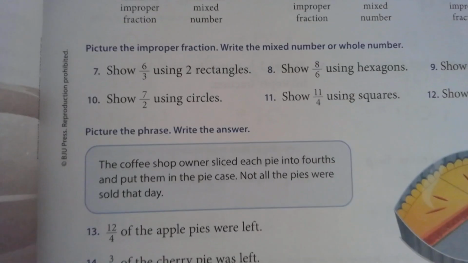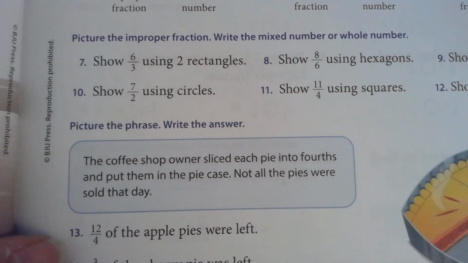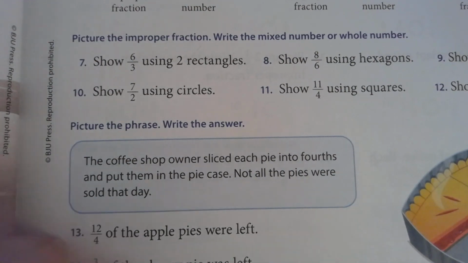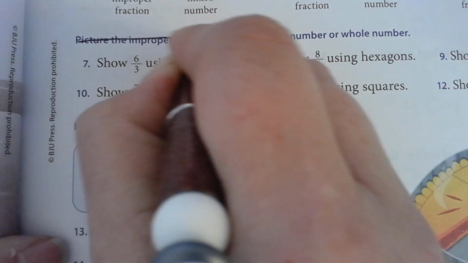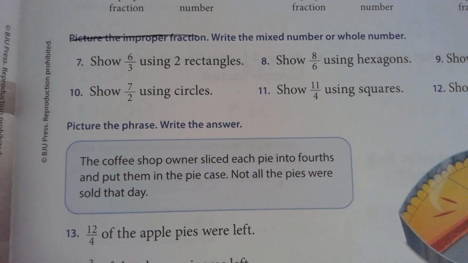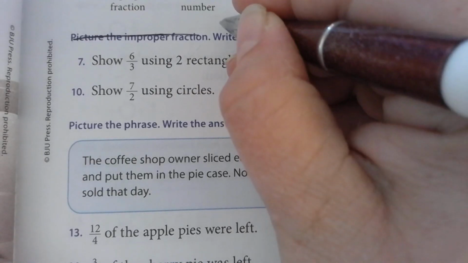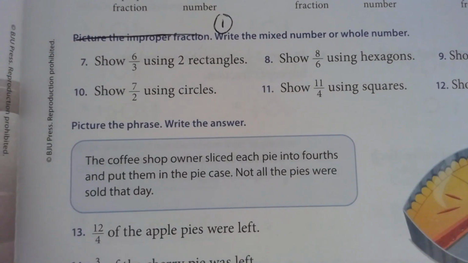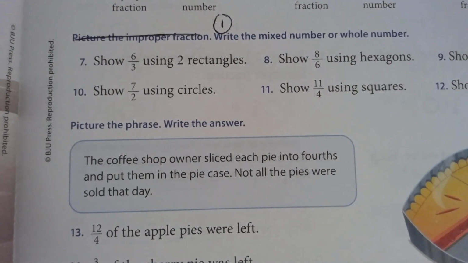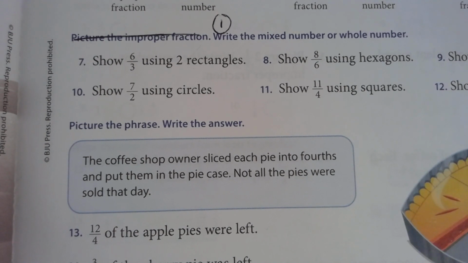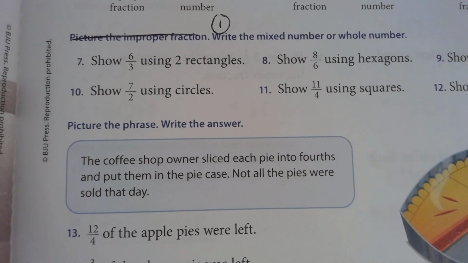Now, for this next section, it says picture the improper fraction. Okay? I am not really worried about you drawing this. Okay? If you want to, you can. It might help you. But what I am interested in is you writing the mixed number or whole number. So if you have an improper fraction, guys, you're going to change it into a mixed number. And they all look like mixed numbers. Yeah, so you'll change all of those to a mixed number. Any questions about that? Yeah, Jordan.